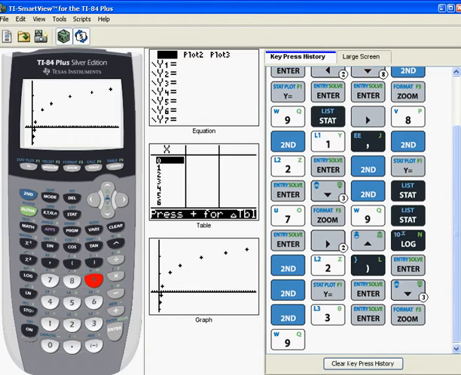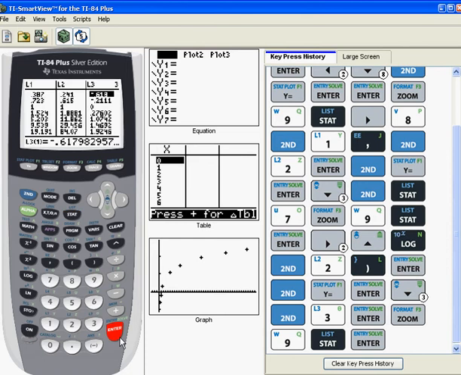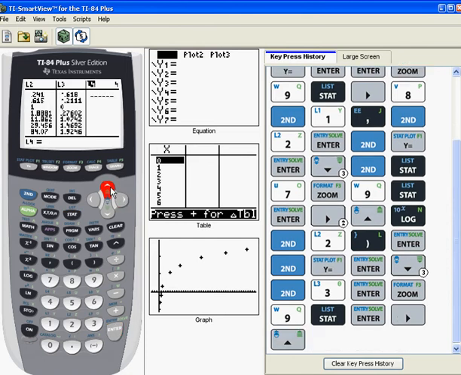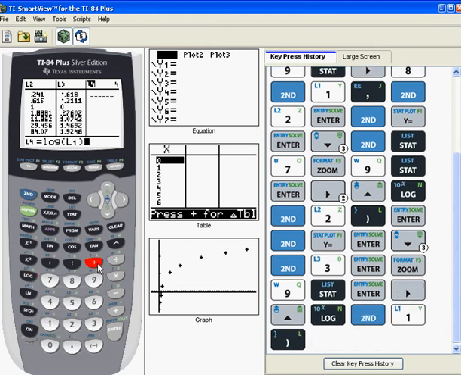So we're going to go back to stat edit, and here's what's new. So up till now you've been bored. Here things will change. We're going to press log of L1, log of the x values. Here we go. So now L4 has the log of the x values, and L3 has the log of the y values. So now we're going to do a scatter plot with these numbers.